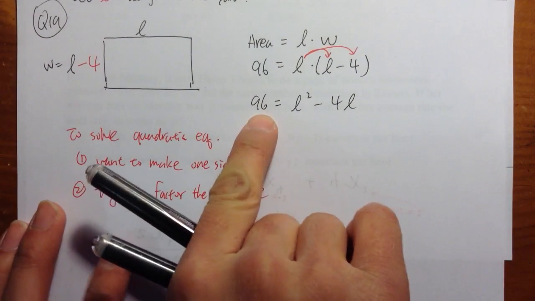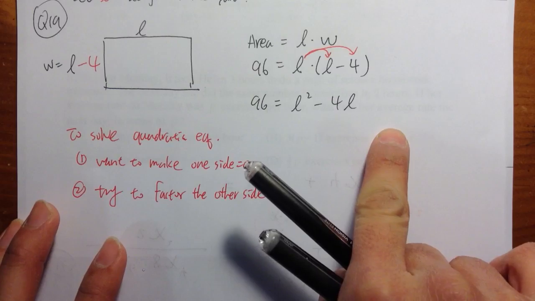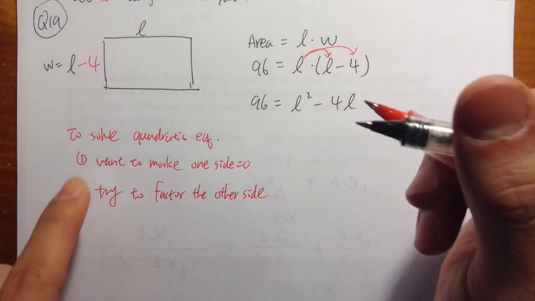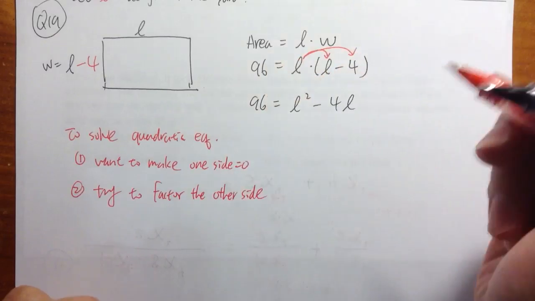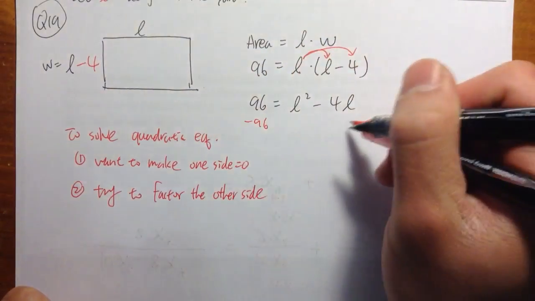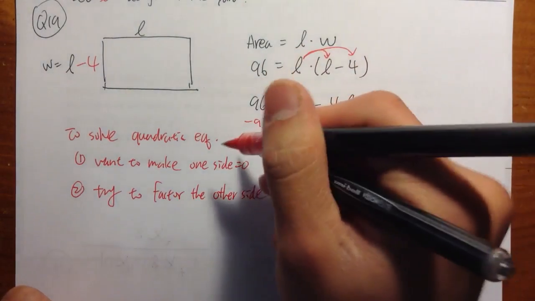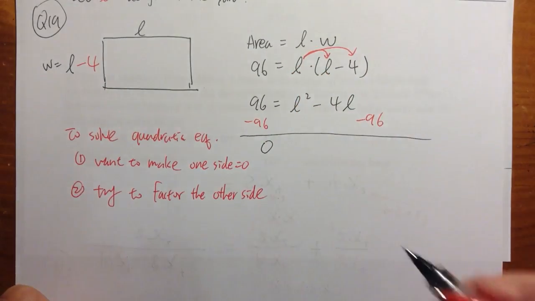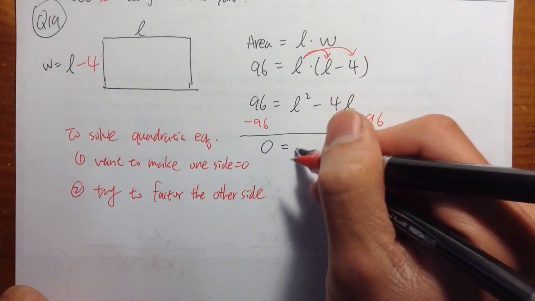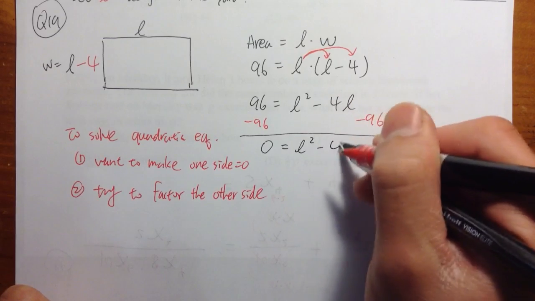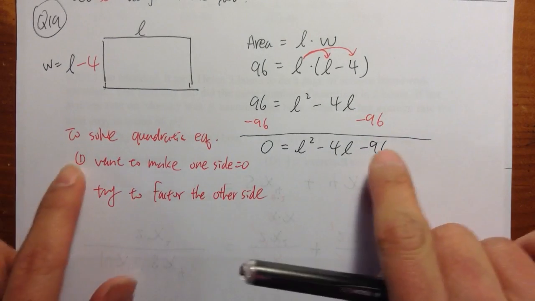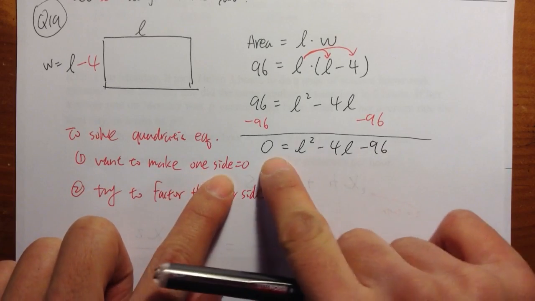So it would be easier if we move the 96 to the right hand side. Let's do that first. Let me subtract 96 on both sides. And there we go, we have 96 minus 96, which is 0. And that's equal to L squared minus 4L minus 96. So this is what I mean by making one side equal to 0. And we did.